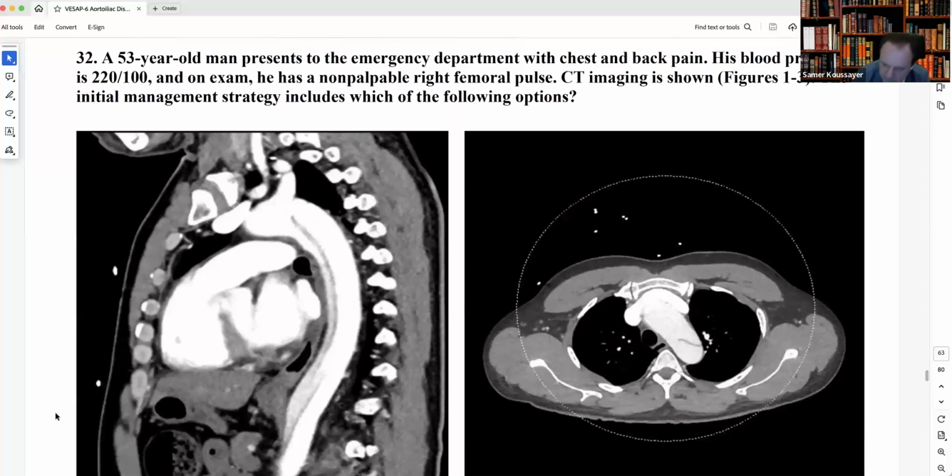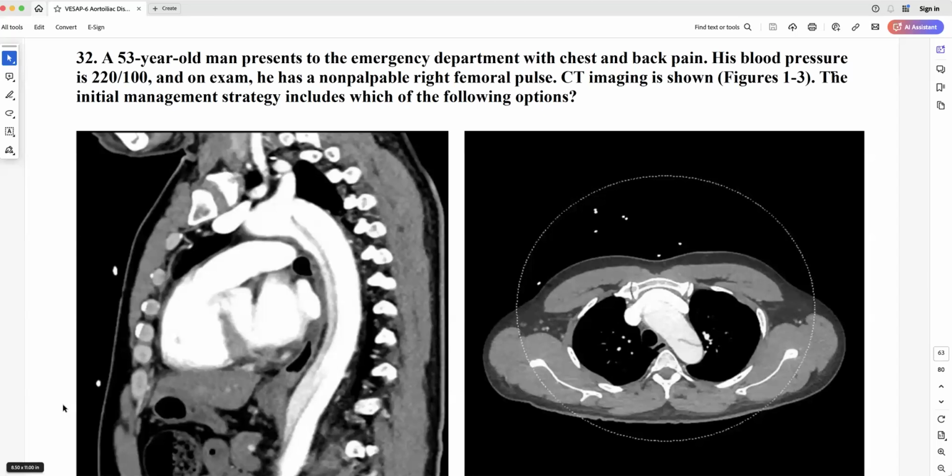All right. So again, simple question. Let's go to this one. Who wants to take the dissection question? Abdullah, do you want to take this one?